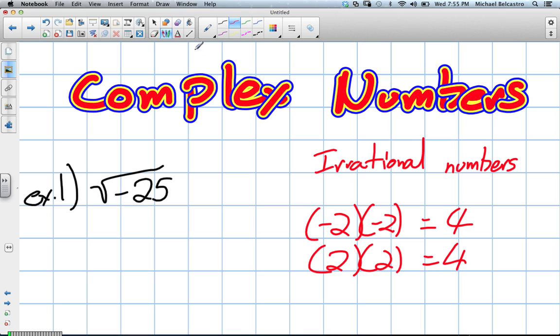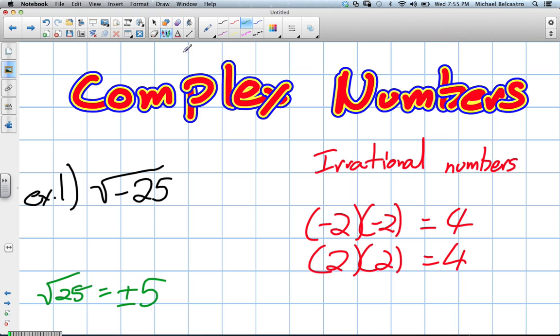So for instance, if we just had root 25, the answer would be 5. Technically, it's plus or minus 5. But we have a negative term, and I can't create a negative term.